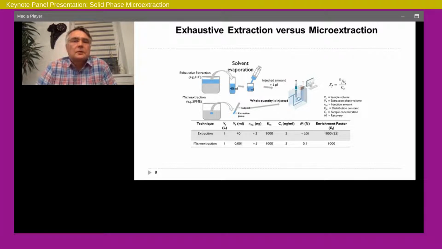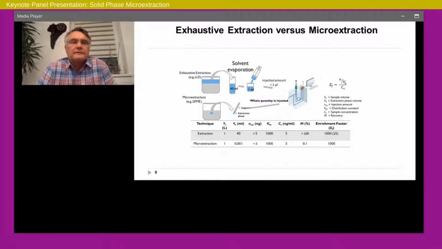But what I'll be focusing on is not a traditional exhaustive extraction technique, such as liquid extraction or protein precipitation, but I will try to encourage you to consider microextraction. So it will be very important for you to understand the difference and the advantages. So this is the example to clearly demonstrate this.